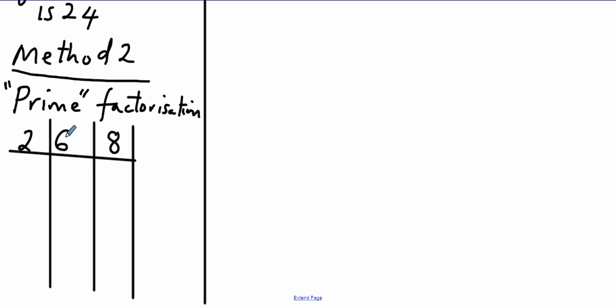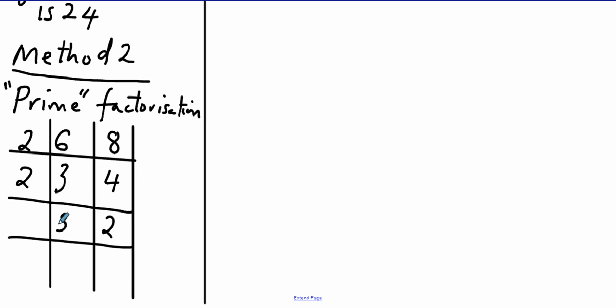Then we check: 6 divided by 2 is 3, 8 divided by 2 is 4. Then you still have a number among 3 and 4 which is divisible by 2. Carry on. 3 divided by 2 is not possible, so copy and paste 3 over here. 4 divided by 2 is 2. We still have a number divisible by 2. 3 divided by 2 is not possible, copy 3 over here. 2 divided by 2 is 1. See that? Good.